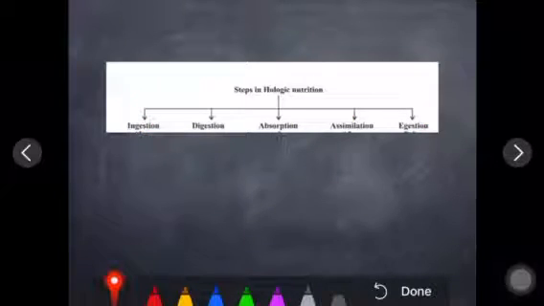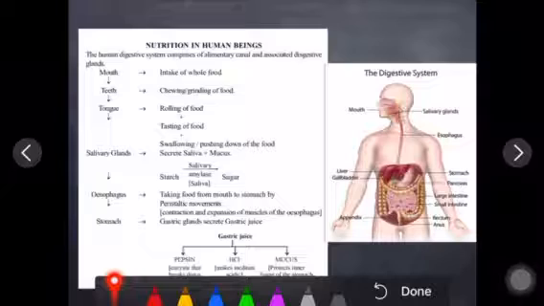all processes. Now children, you can see that nutrition in human beings is carried out by the digestive system, and all these organs are arranged in a sequence that is called the alimentary canal. And this alimentary canal comes with digestive glands as well. So one by one we will see which are the organs, what kind of glands are there, and how they are helping in digestion.